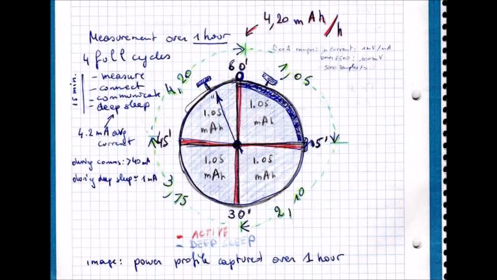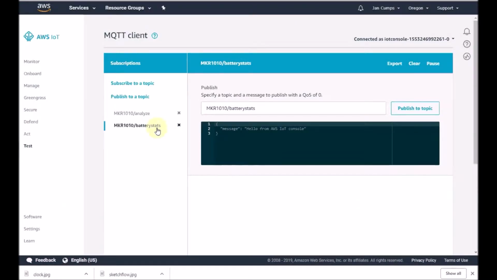And to be able to predict how long the device can run without charging, I have done my measurements. So I have put the device on an amp hour meter, and I learned that every hour it consumes 4.20 milliamp hours. And let's have a look at Amazon Web Services now.